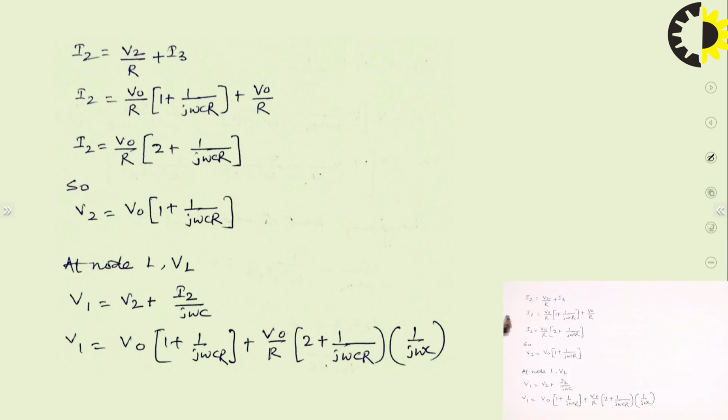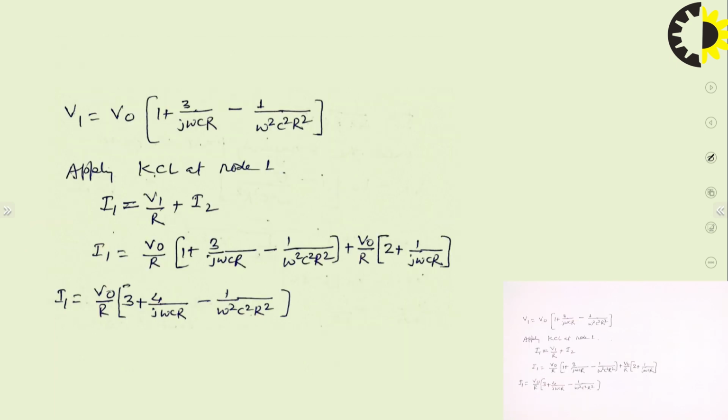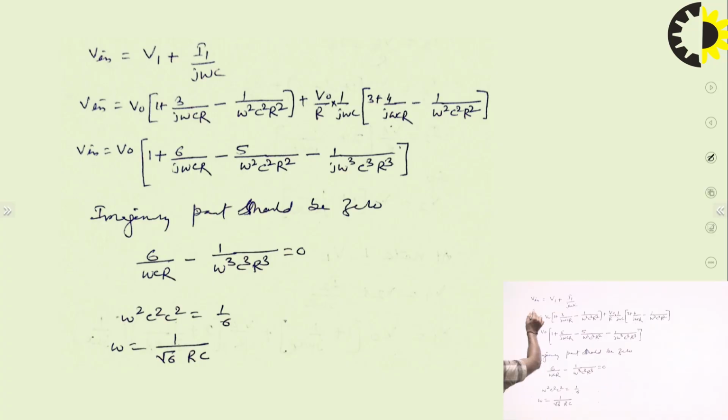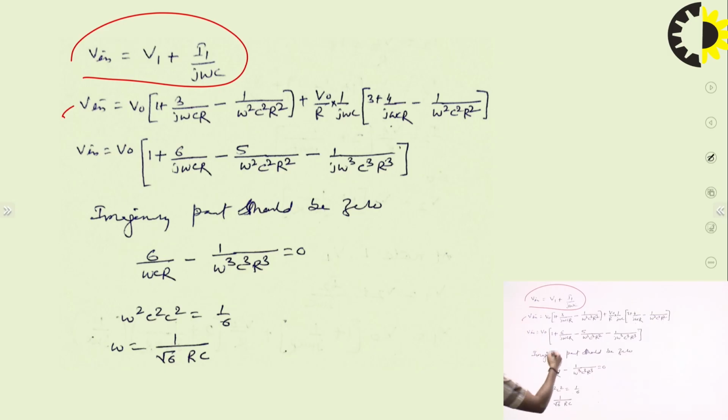Similarly, by writing this equation of I2, you can find out V2. And at node V1, you can put V2 is equal to I2 upon j omega C, and this value we have already found out, and you can put this value here and you can get V1. And again apply KCL at node 1, you can write I1 is equal to this, and we can find out this I1, and simply we can find out Vn. So Vn is this, and now we can convert this Vn in terms of V0.